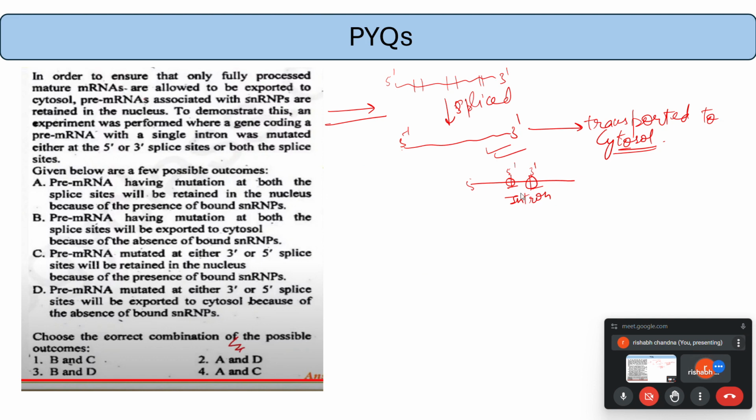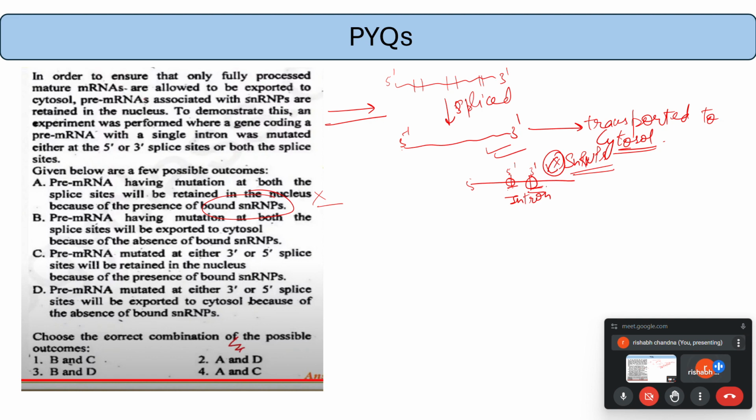So if there is any mutation in the 3 prime or 5 prime splice site, there will be no binding of the snRNPs. Because this site is mutated, the proteins or the RNA cannot recognize this particular site, so they will not be bound to that particular intron. So the first option, pre-mRNA having mutation at both splice sites will be retained in the nucleus because of the presence of bound snRNPs, is wrong because the snRNPs would not be able to bind to this particular mRNA.